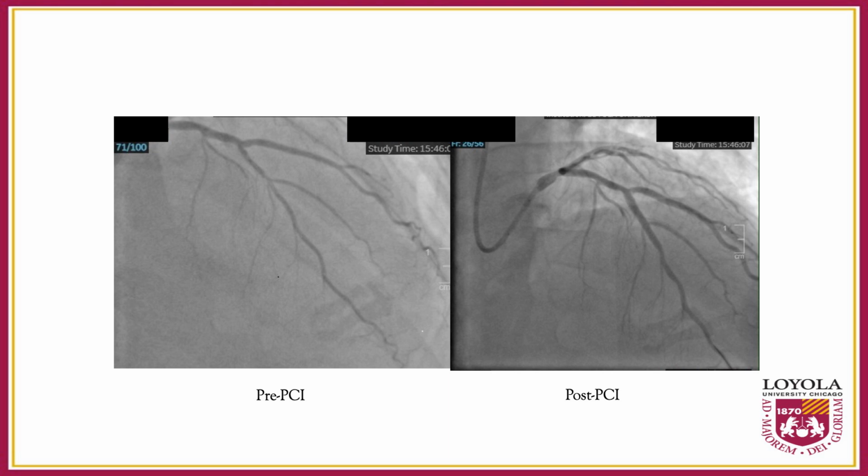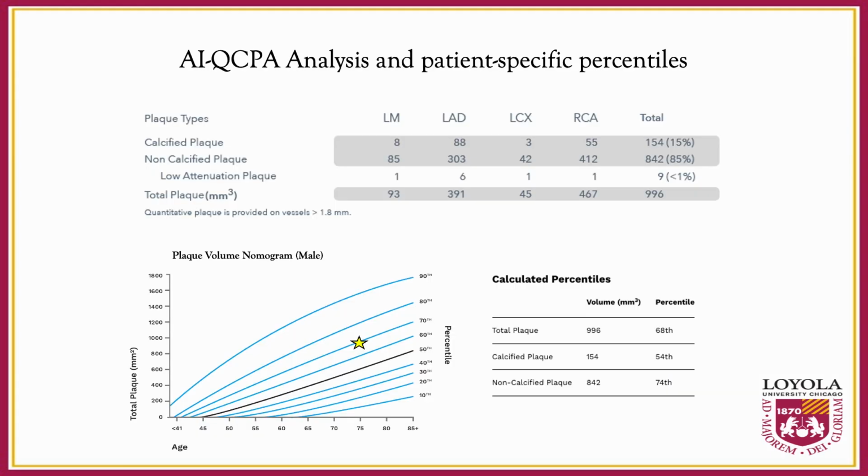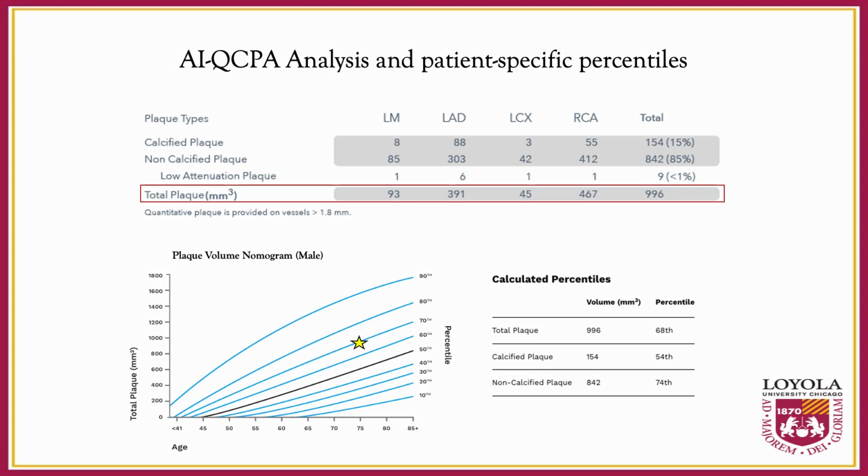Now, in order to further characterize his residual risk, I ordered an AI quantitative coronary plaque analysis. This is the patient's AI quantitative coronary plaque analysis with his patient-specific percentiles. So his total plaque volume was extensive at 996 millimeters cubed, 85% of which was non-calcified in nature. And you can see on this slide that he had plaque in all of the major epicardial vessels, with 93 millimeters cubed in the left main, 391 millimeters cubed in the LAD, 45 millimeters cubed in the circumflex, and 467 millimeters cubed in the RCA.